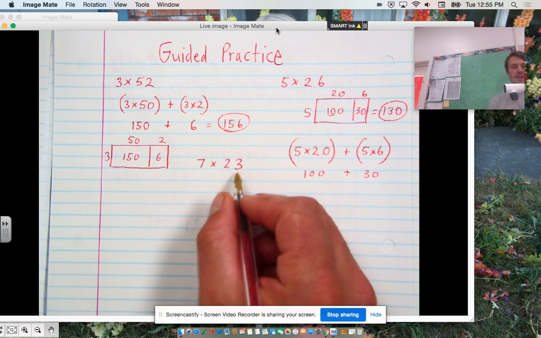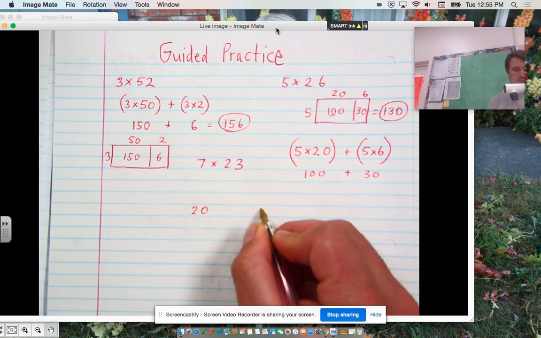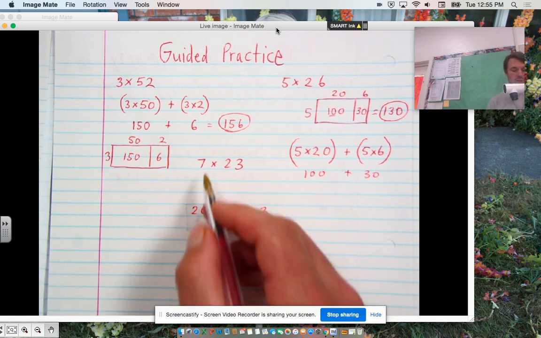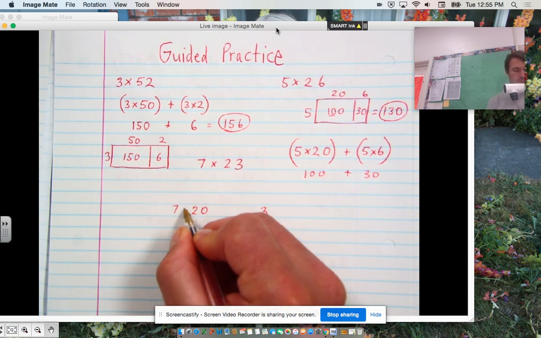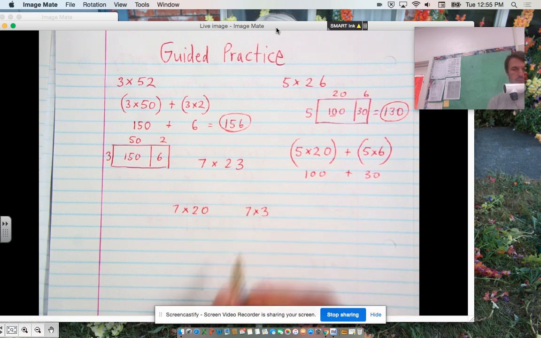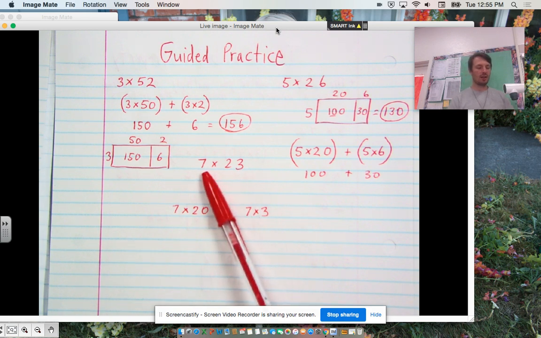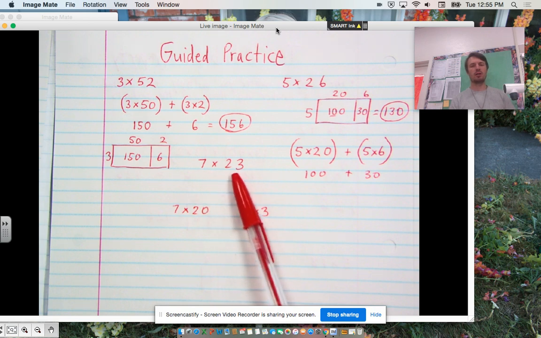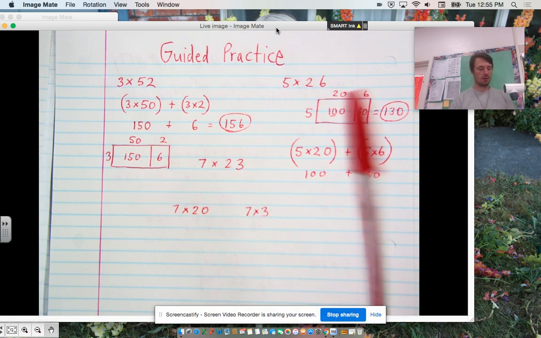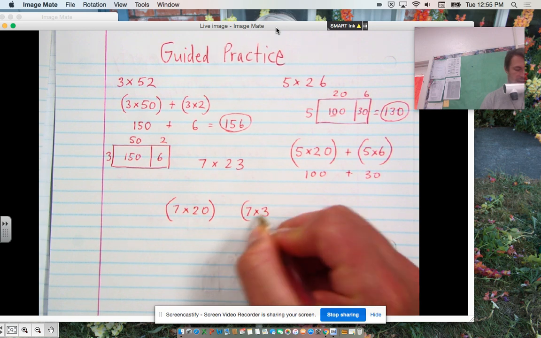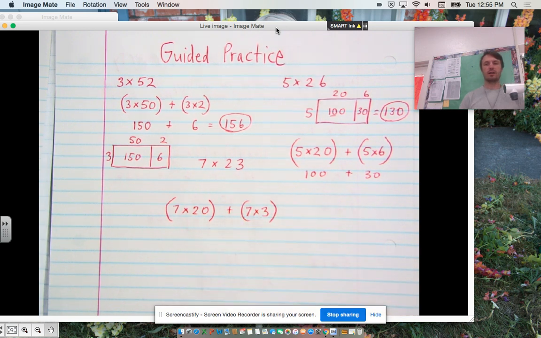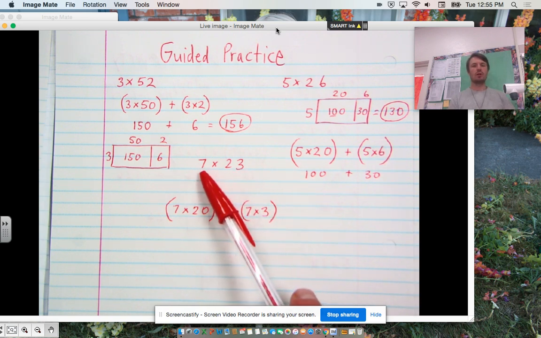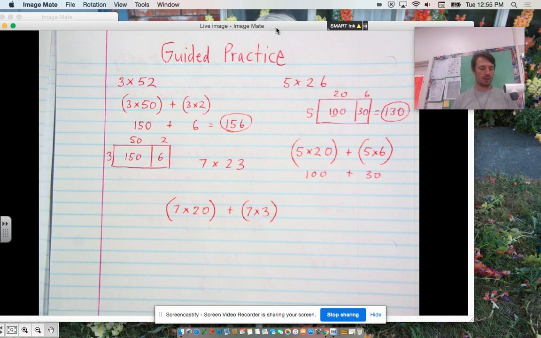We separate the 23 into 20 and 3. Then we distribute the 7 to multiply it by each one separately. That's basically, in a nutshell, what the distributive property is, that you can distribute one of the factors to be multiplied by the separate parts of the second factor separately, and then you can add the two products together at the end, and you get the same answer that you would have if you would have just multiplied 7 times 23 in the first place.